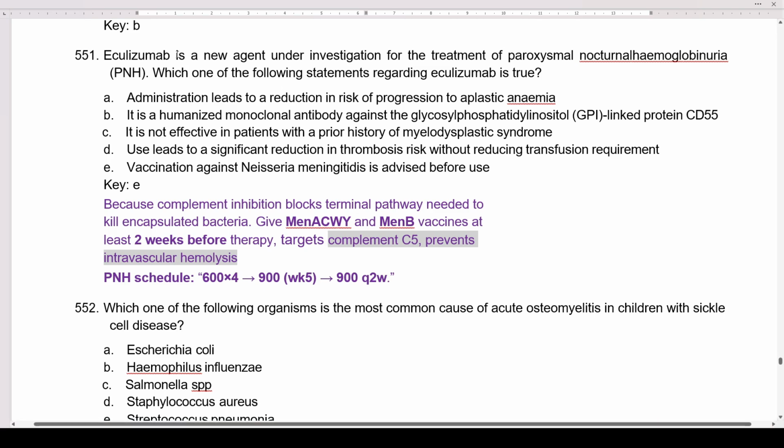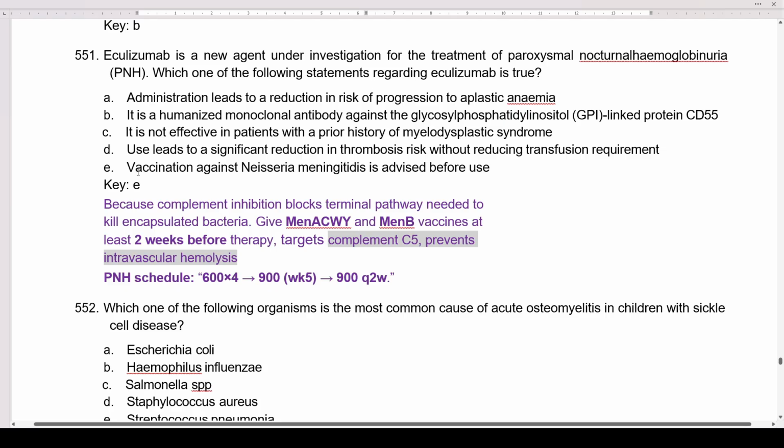551. Eculizumab is a new agent under investigation for the treatment of PNH. Which of the following statements regarding eculizumab is correct? Okay, so eculizumab is given to a patient of PNH, and the correct statement is E. Vaccination is needed before starting this medicine.